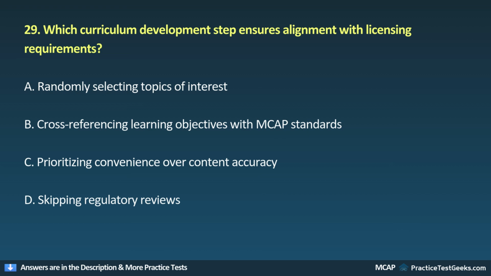29. Which curriculum development step ensures alignment with licensing requirements? A. Randomly selecting topics of interest. B. Cross-referencing learning objectives with MCAP standards. C. Prioritizing convenience over content accuracy. D. Skipping regulatory reviews.